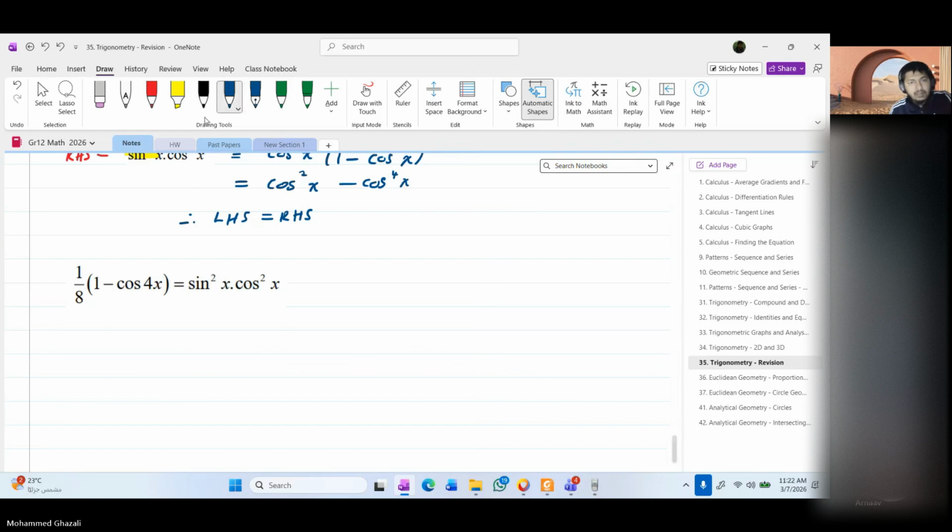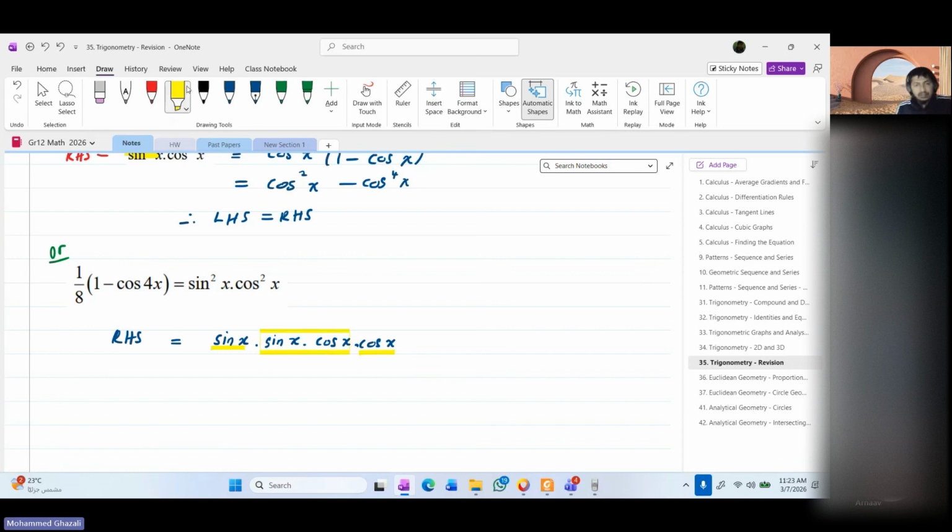Or, come on, you've got to know how to solve these things. Or, let's take the right-hand side. See what we have here. We've got sine squared x and cos squared x. So we've got sine x times sine x, cos x times cos x. Now what I'm going to do is take a sine x and a cos x, and take a sine x and a cos x, and group that up, all right?